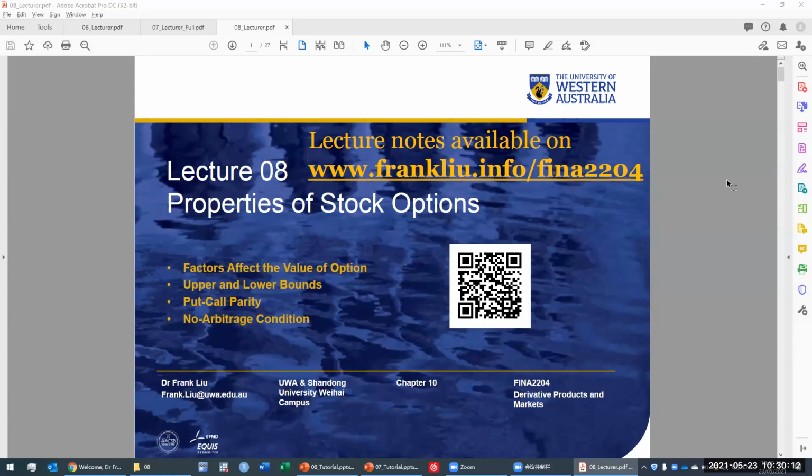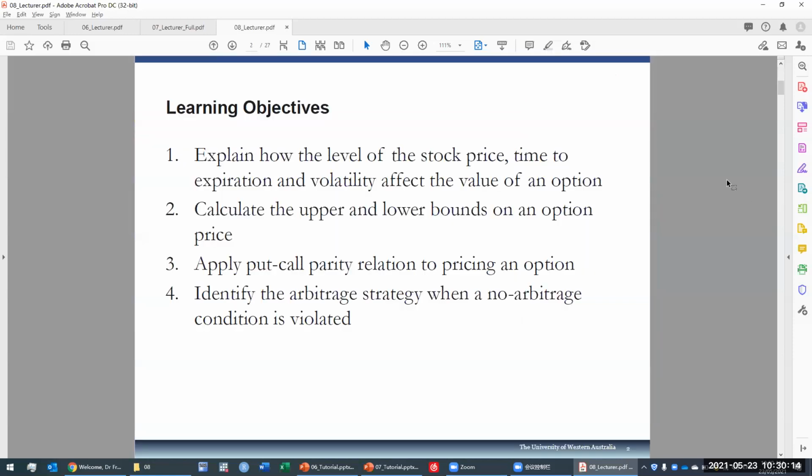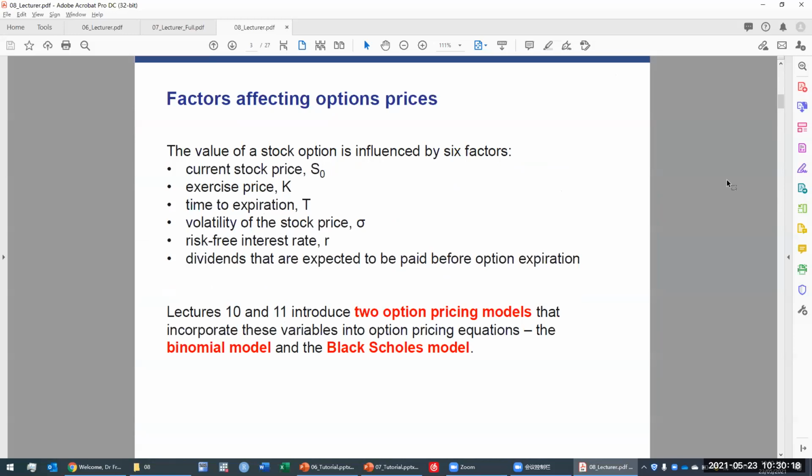Let's go through the lecture slides very quickly. Learning objectives. Here we have six factors: current stock price, exercise strike price, time to expiration, volatility, risk-free interest rate, and dividends. Here it is cash dividends, not stock dividends. Stock dividends, we do what we did in week 7. Cash dividends we don't actually make an adjustment for, but they have to be priced into our premium.